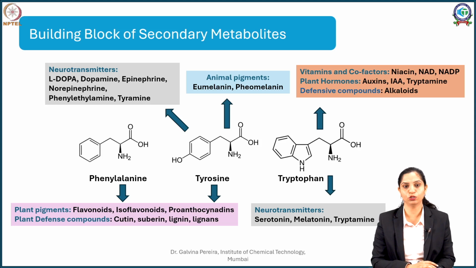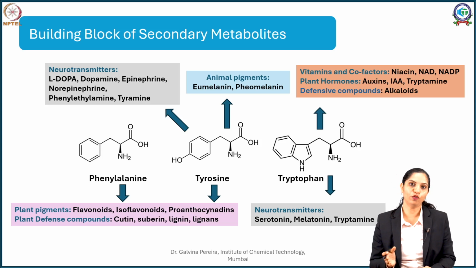Now talking about tyrosine, tyrosine is also one of the important amino acids which is essential. The reason being, it is involved in biosynthesis of numerous pigments as well as neurotransmitters. Neurotransmitters are very vital for conduction of neuronal signals. So it is involved in synthesis of L-DOPA, dopamine, epinephrine, norepinephrine, phenylethylamine as well as tyramine. In terms of pigments, it is involved in formation of melanin-like pigments, which are your eumelanin and pheomelanin, which are also thought to be your melanin precursors.